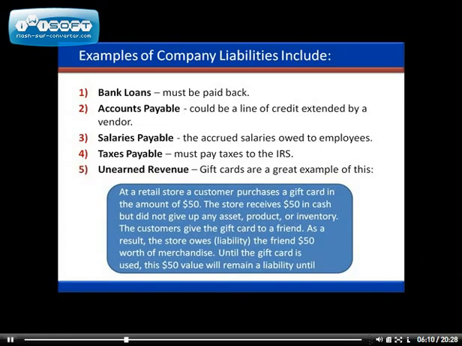And in turn, the customer purchases that gift card and gives it to a friend or family member. And as a result, that store owes the person who received the gift card $50 worth of merchandise. So basically, the store is in debt to the holder of the gift card until they use the gift card. So that's how a gift card is a liability as opposed to being an asset or actual sale.